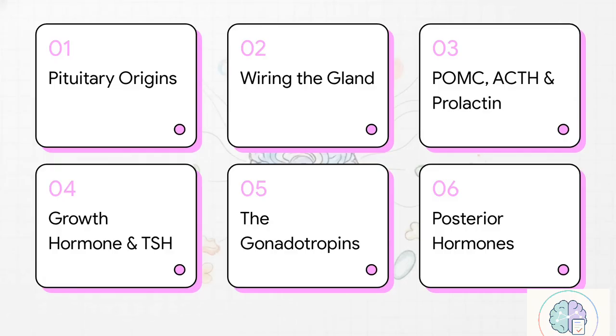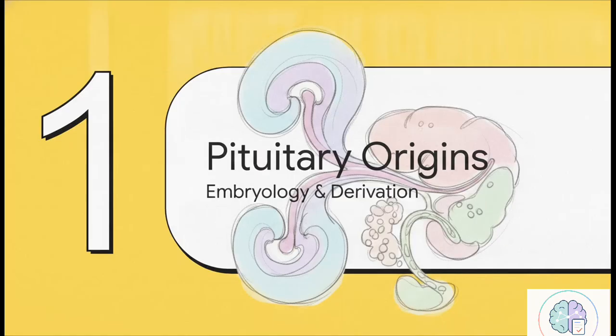Okay, here is our roadmap. We'll track the gland from its creation in utero, map its wiring to the brain, and finally decode those exact hormonal outputs. Section 1. Pituitary Embryology and Origins. Let's get right into it.